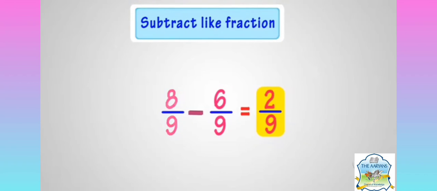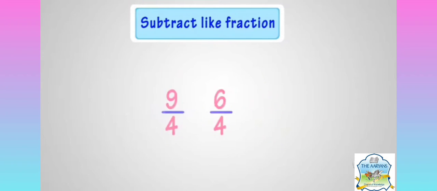Here we have another example. We have to subtract 6 by 4 from 9 by 4. These are like fractions as denominators of both the fractions are same.